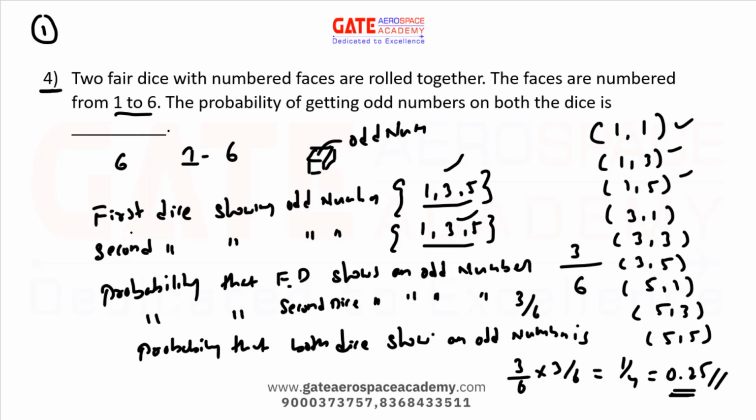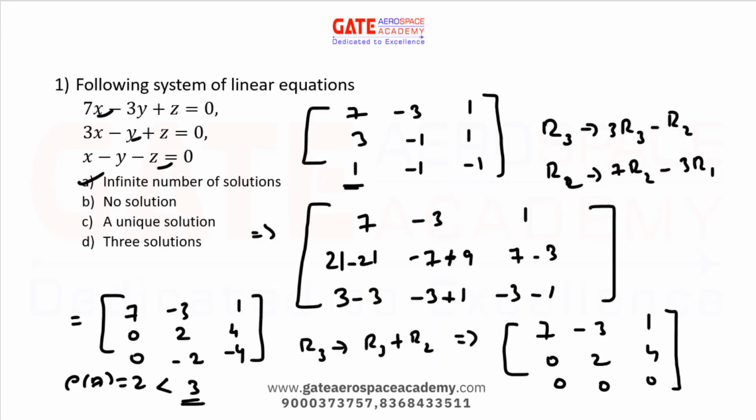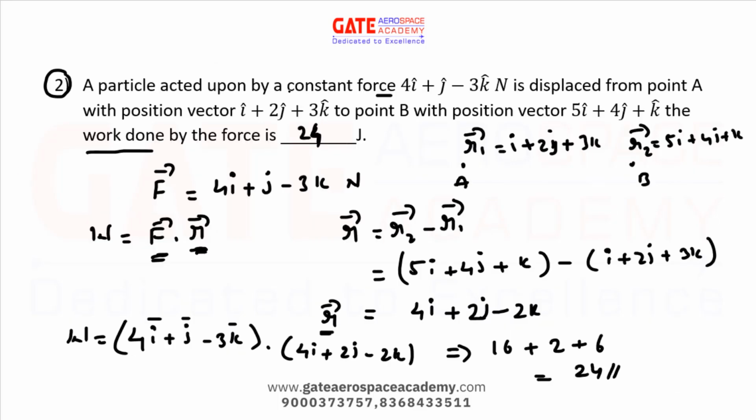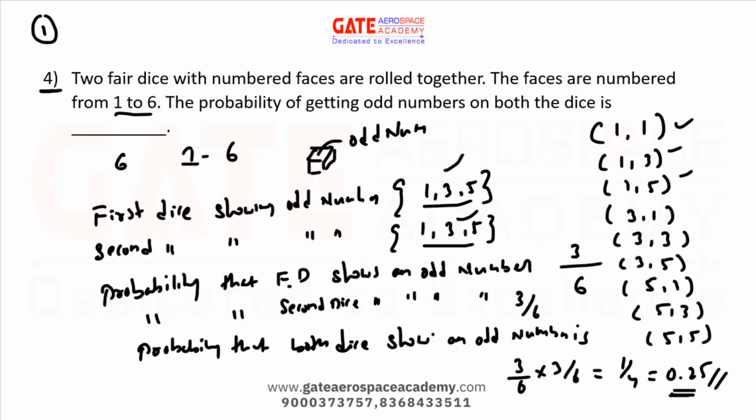So again, it's a simple question asked for 1 mark. This year, if you observe, all 1 mark questions are easy. Starting from here, system of linear equations, it's a simple question. And this is a basic vector question. This is also a very simple question. It takes less time. And for the trapezoidal rule also, they gave only one interval and it's very simple. So this is also an easy question. And this probability question is also easy. So 4 questions are easy in mathematics for 1 mark questions.